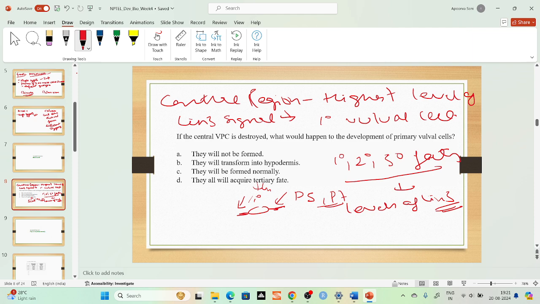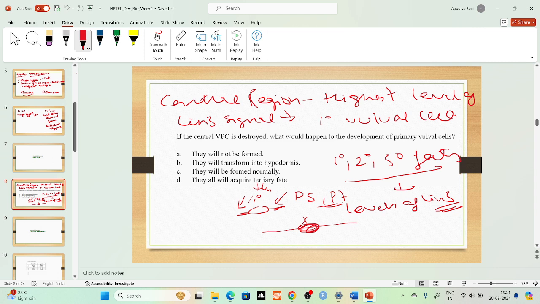Okay, now the question says that if the central vulval precursor cell is destroyed, I mean the central region is destroyed, what would happen to the development of primary vulval cells? By the concept we know that the central region receives the highest level of Lin3 and becomes the primary vulval cells. But the central region is destroyed. So what will happen? Will they not be formed? No, they can be formed. Why?